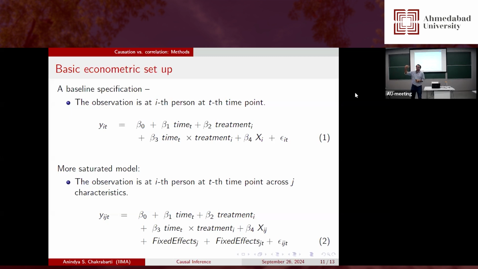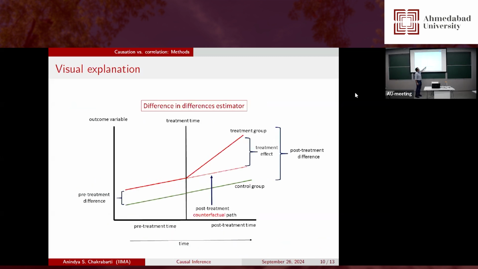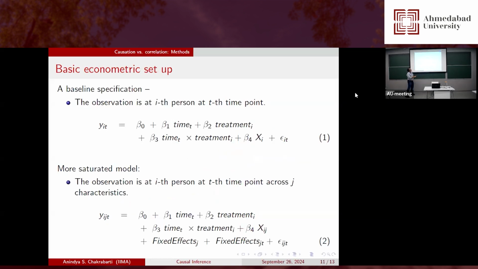But remember that I want to find out this difference. So I have to look at the treatment group post the treatment in comparison to this red line. So you create another dummy for the group that is being treated, and the coefficient of interest would be this beta 3, which is the interaction of these two. The interaction being for the treated group after the treatment has been assigned, in comparison to that counterfactual.